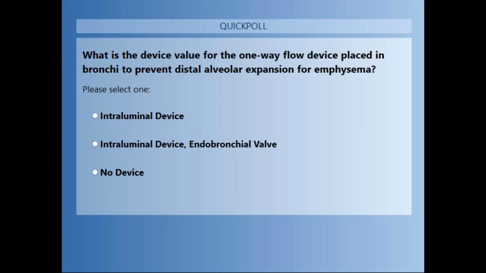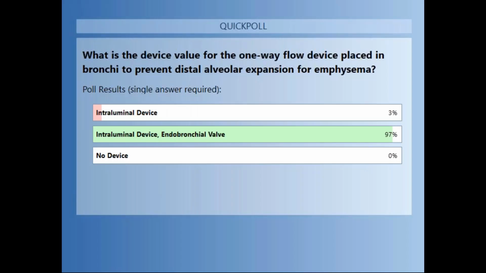And I see people are kind of thinking on this one. I've got a little bit more than 50% of you who have voted. Oops, we just took a big jump up. So here's your last chance. Anybody else want to weigh in? I'm going to close the poll in 3, 2, 1. Okay, Christy, we've got an overwhelming majority at 97% saying it's interluminal device endobronchial valve, but we do have a couple people who are saying it's just interluminal device.